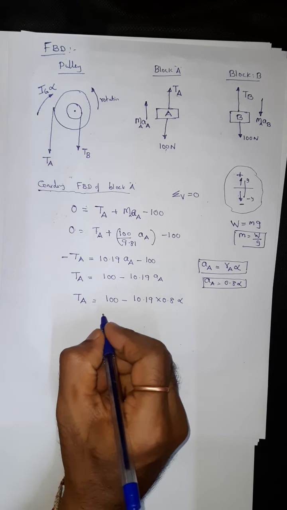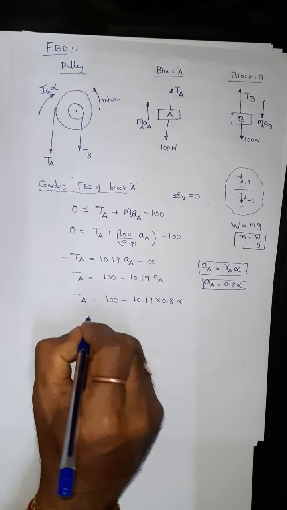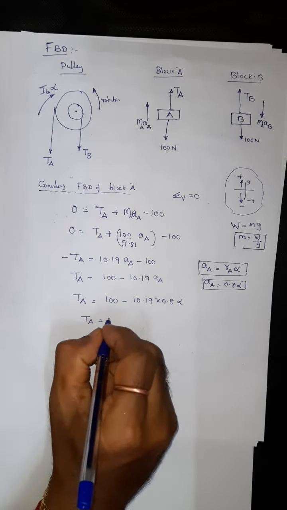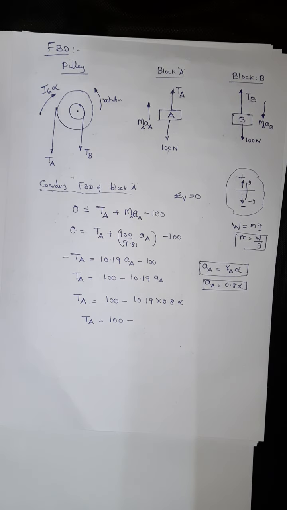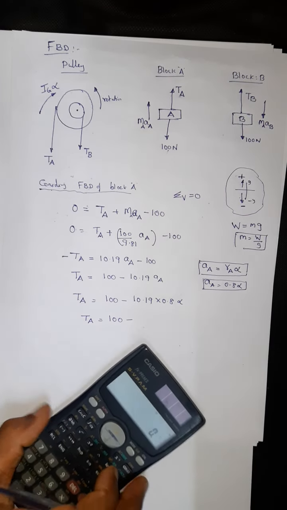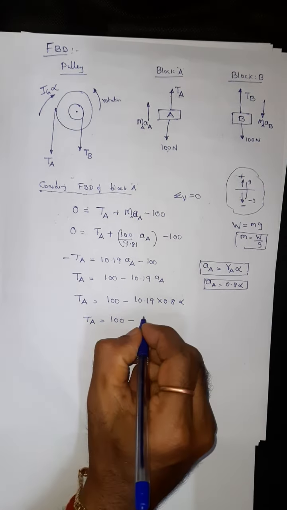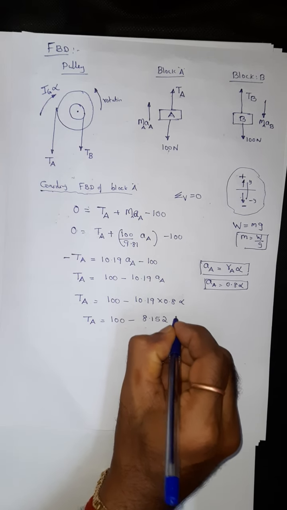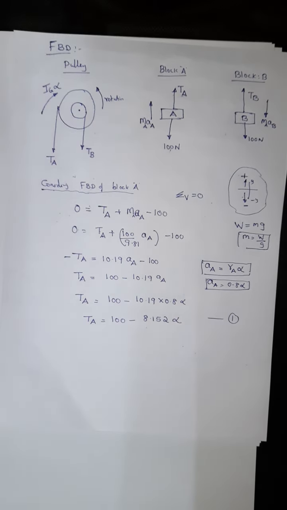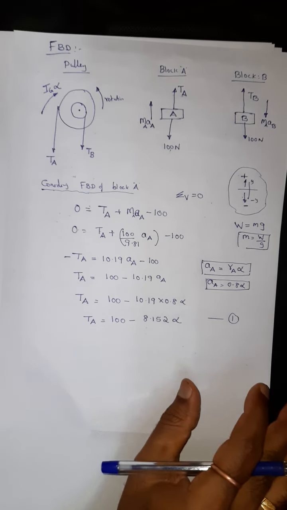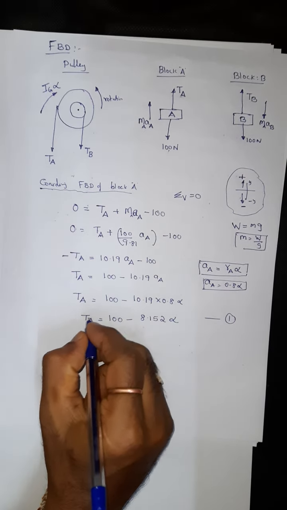Right? So TA equals 100 minus 10.19 into 0.8, which is 8.152 alpha, equation number 1, right? So next we'll have to apply the FBD for the block B.